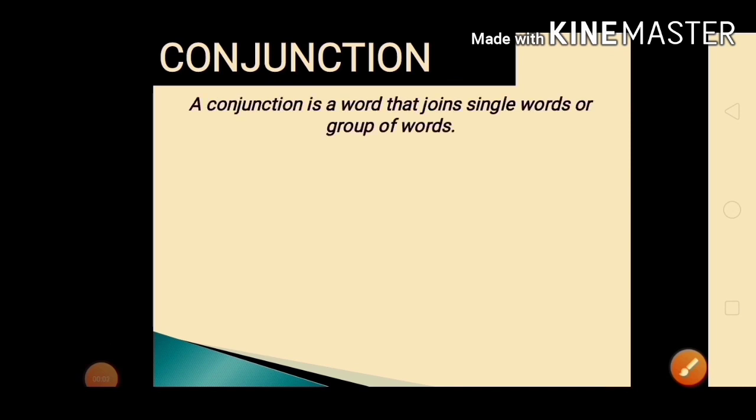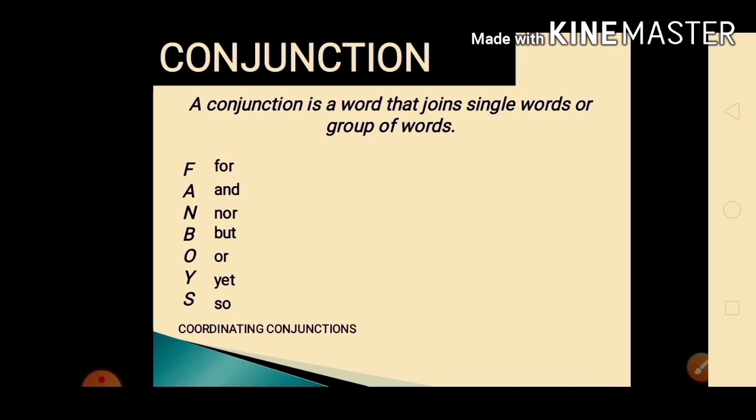A conjunction is a word that joins single words or groups of words. And I have here a mnemonic that can easily help identify conjunctions, and that is FANBOYS. When it is FANBOYS, that is a conjunction. F stands for for, A stands for and, N stands for nor, B stands for but, O stands for or, Y stands for yet, S stands for so. And these words are called coordinating conjunctions.